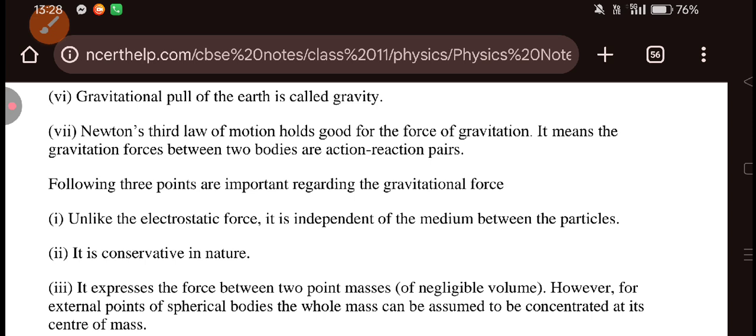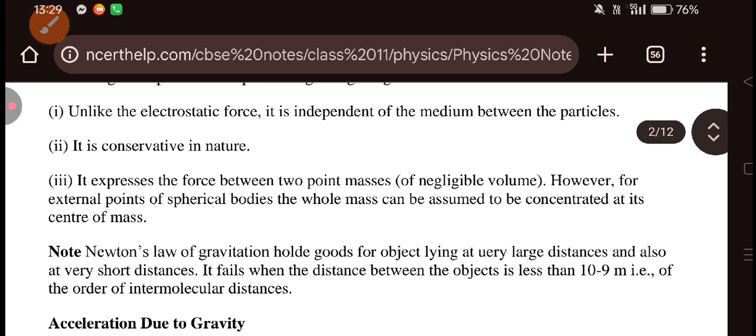Now, the following three points are important regarding the gravitational force. When you are talking about gravitational forces, these three points will be important to follow. First, unlike the electrostatic force, it is independent of the medium between the particles. Second, it is conservative in nature. Electrostatic force is also conservative, and gravitational force is also conservative in nature.